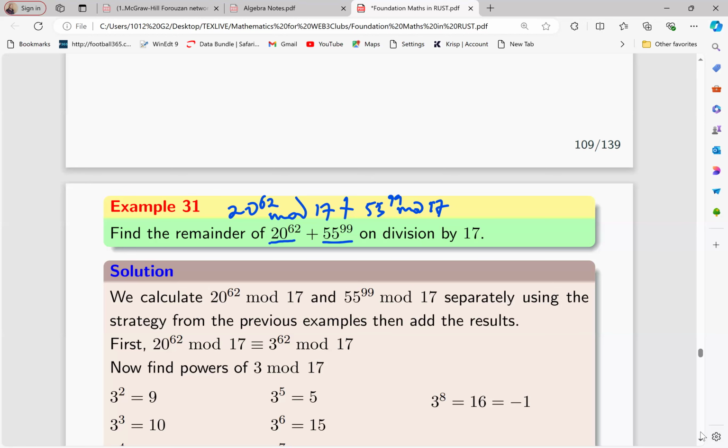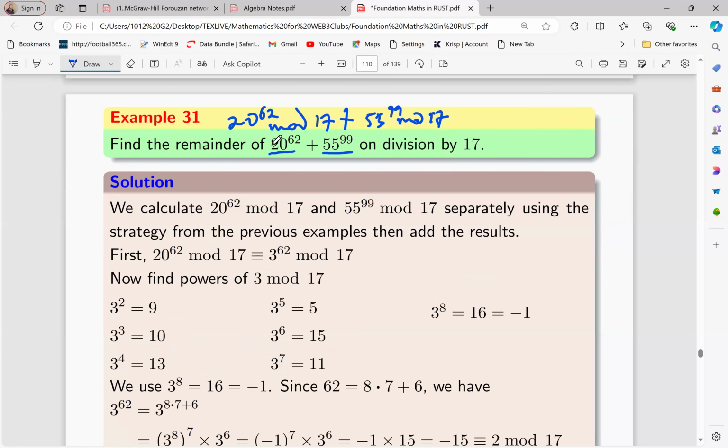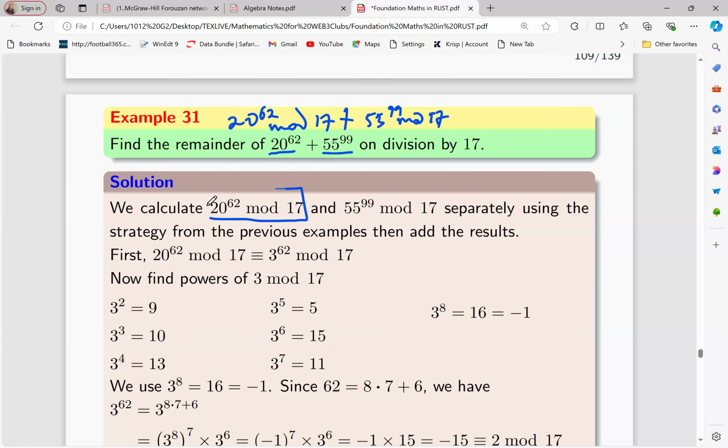But before we look at the code, this example can be done manually. To do it manually, you do this part first, and we know how to do this part. And then you do this other part, and then combine the two results. That is what you do if you are to do it manually. And if you're using the code, that's what the code will still do. The code will do this part, and then this part, and then combine the two results.